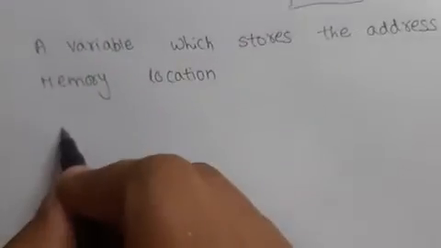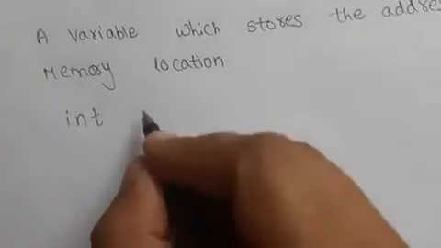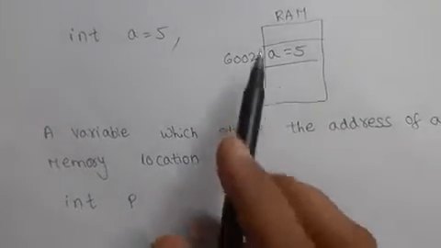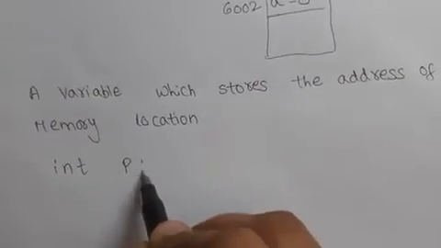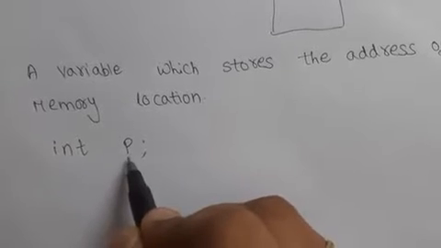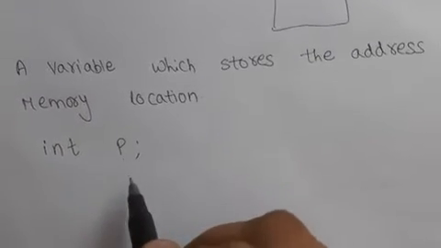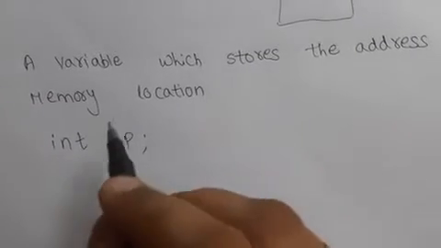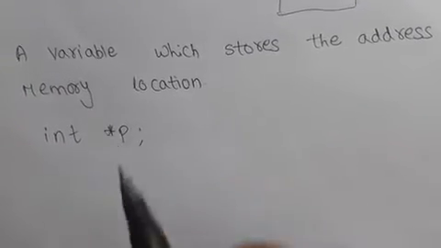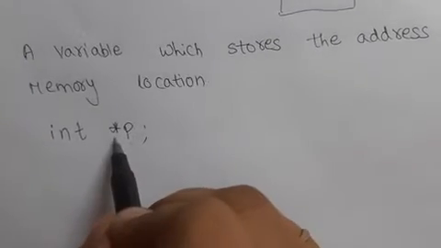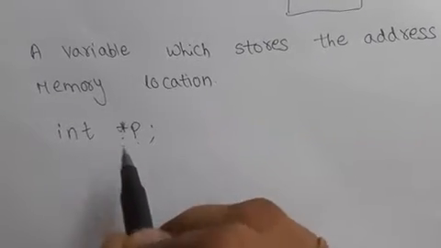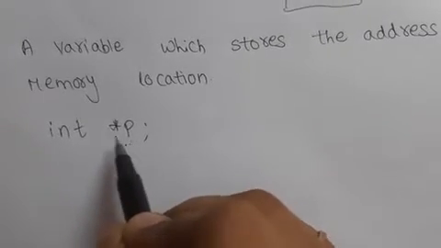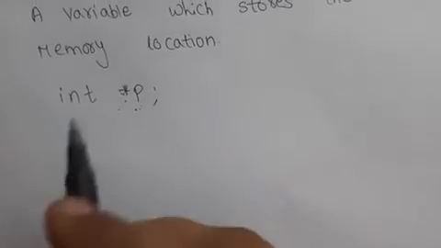Now we are going to declare one variable int p, but which has to store the address of a memory location. If you write just p, it tells the compiler that it's a normal variable which stores a value, but you have to tell the compiler that this variable should store the address, not the value. To differentiate that, I am going to use an indirection operator, that is star. Now when the compiler sees this, it understands that p is a variable but it stores an address. So p is a pointer.